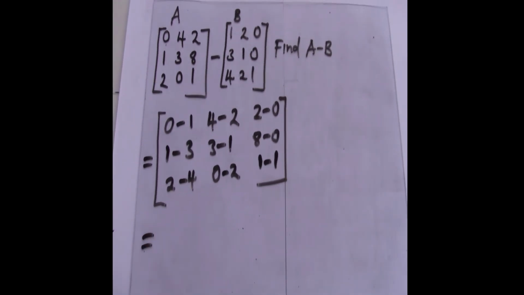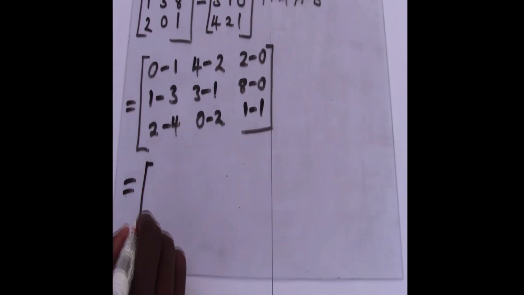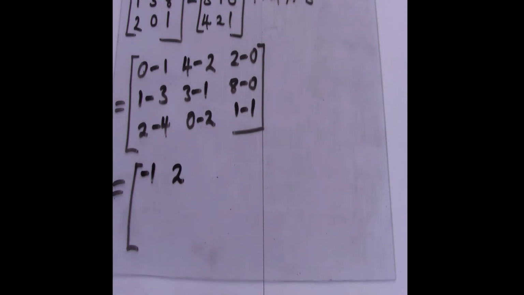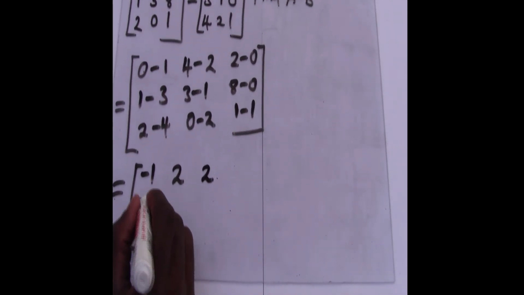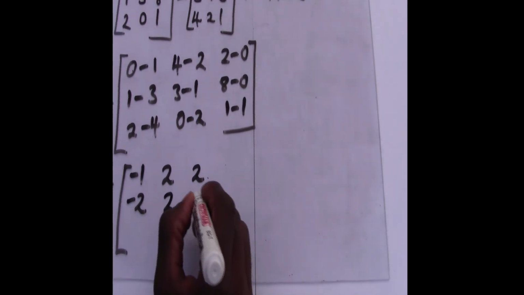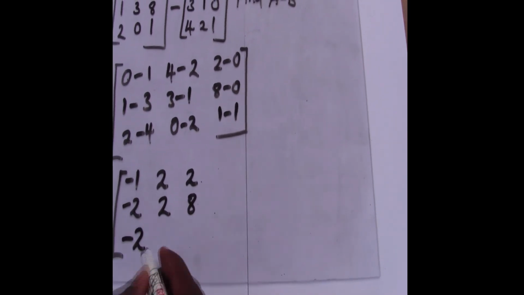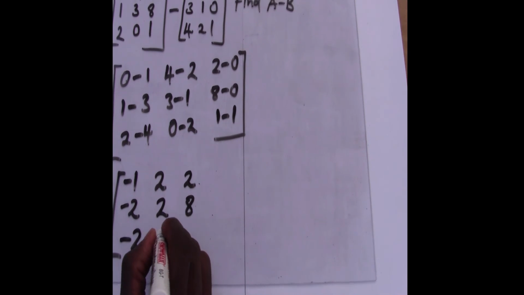So for our final answer it will be 0 minus 1, we get minus 1. And then 4 minus 2, you're going to get 2. And then 2 minus 0, our answer is 2. The next step is 1 minus 3, you're going to get minus 2. 3 minus 1, you're going to get 2. And then 8 subtract 0, you're going to get 8. And then 2 subtract 4, you're going to get negative 2. And then 0 subtract 2, you're going to get negative 2. And then 1 subtract 1, you're going to get 0.